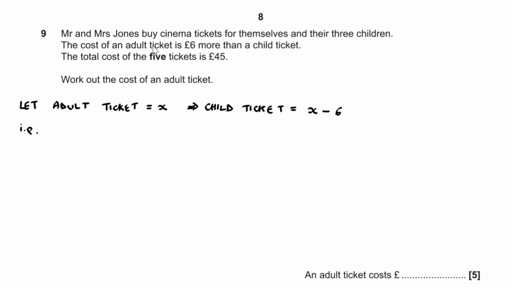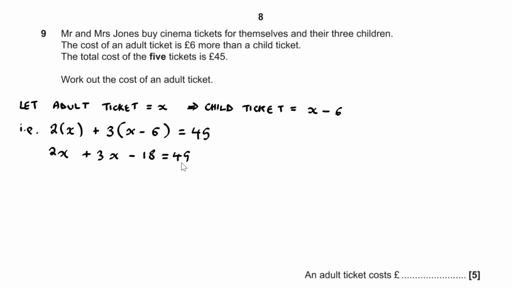So we've got 2 adults, so we've got 2 lots of x, and then we've got 3 children, so we've got 3 lots of x minus 6, and then in total we get 45. So we've got 2x plus 3x minus 18 equals 45. So we've got 5x minus 18 equals 45.